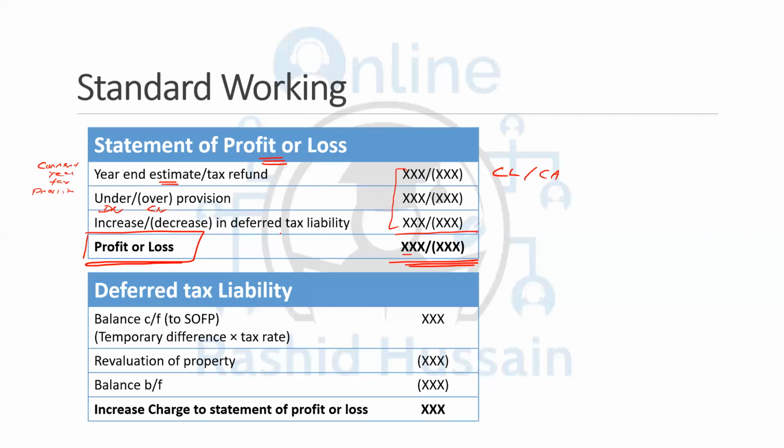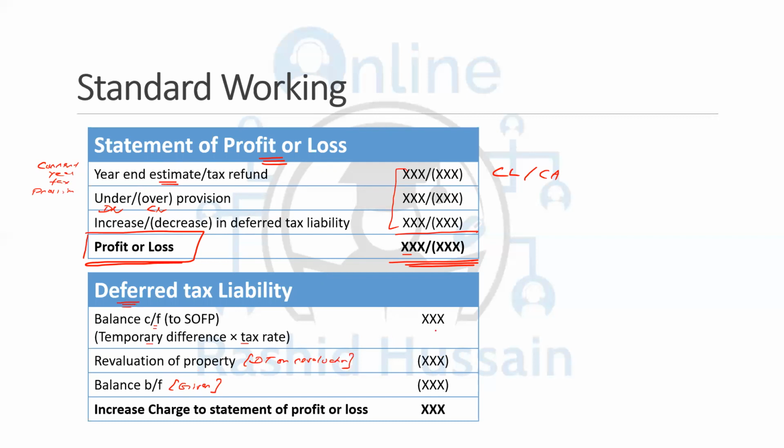Now, this increase or decrease in the deferred tax liability is a separate working, which is a simple working. So you just see the closing balance. I told you that the closing balance either will be given in the exam question. If it's not given, then you just take temporary difference into tax rate and you get the closing balance. The opening balance is always given in the question. And this is the revaluation of property. This is the deferred tax on revaluation.